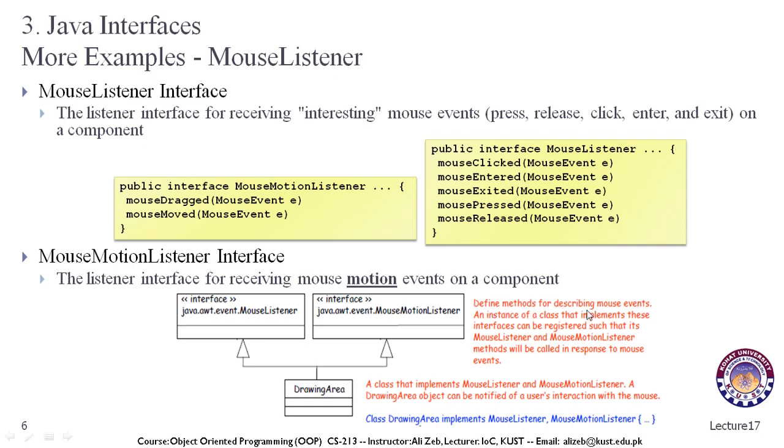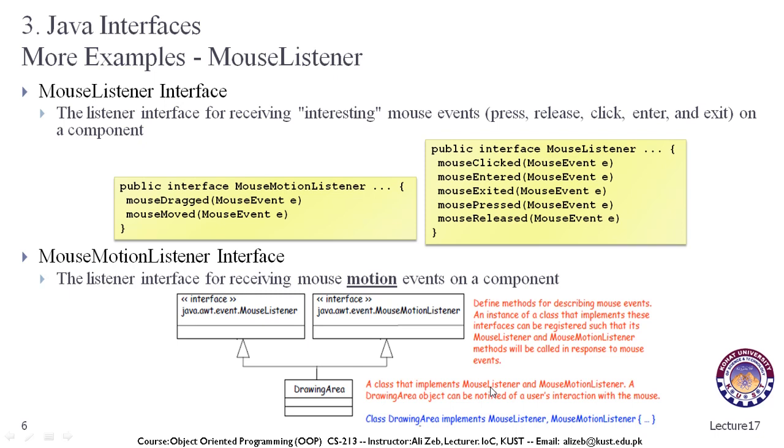They define methods for describing mouse events. An instance of a class that implements these interfaces can be registered such that its mouse listener and mouse motion listener methods will be called in response to mouse events. A mouse event can be clicking the mouse, pressing the mouse, or moving the mouse around our drawing area. For example, in this case we have a class that implements these two interfaces, and it is some graphical user interface on our screen, on our window.